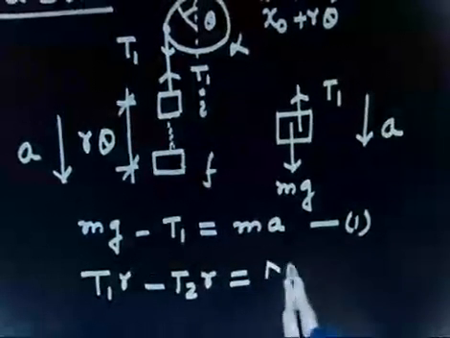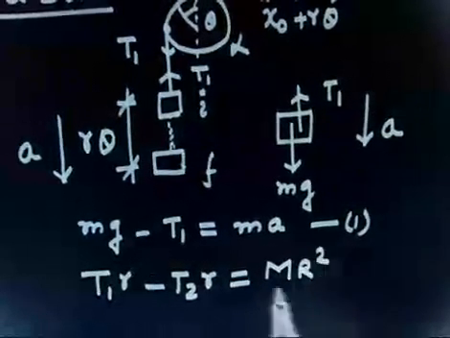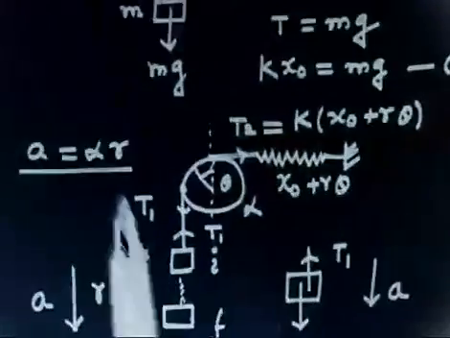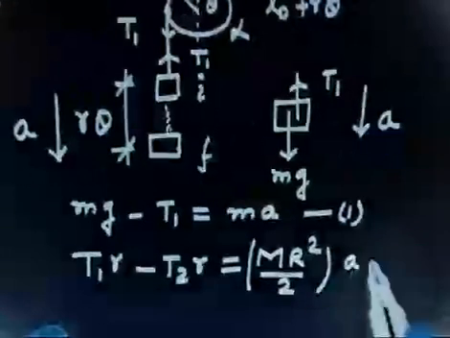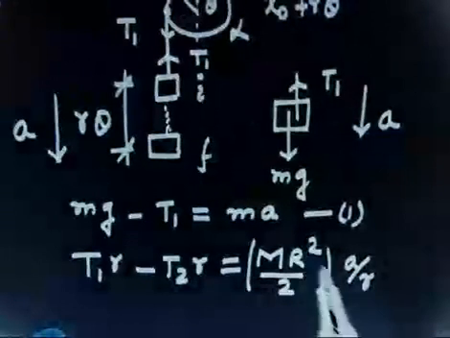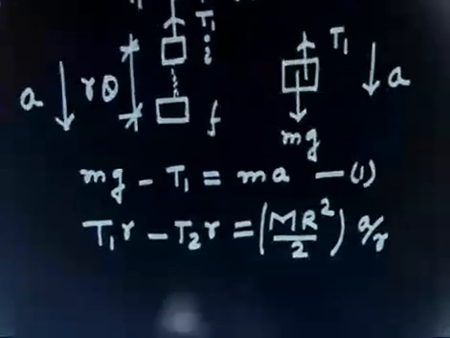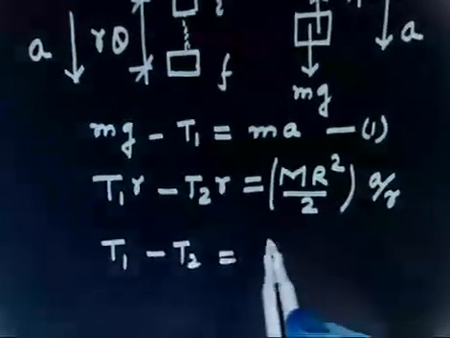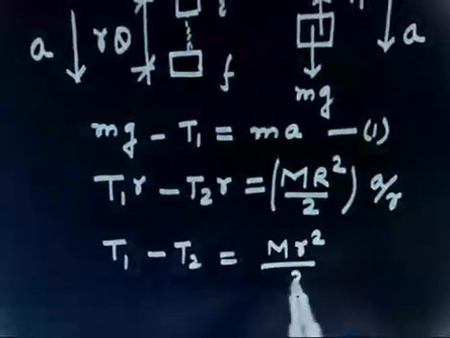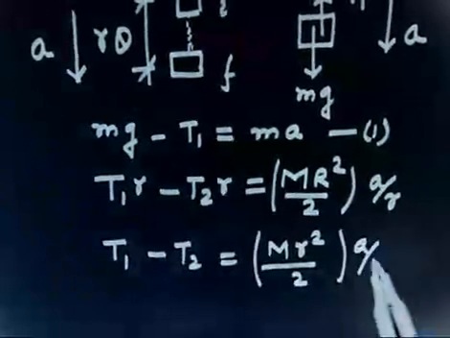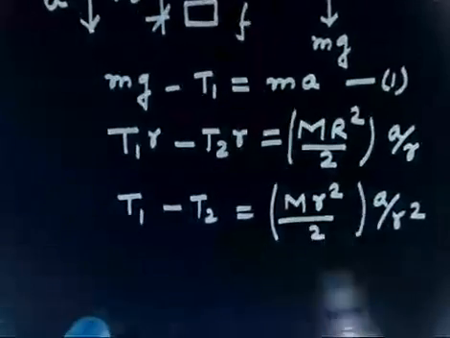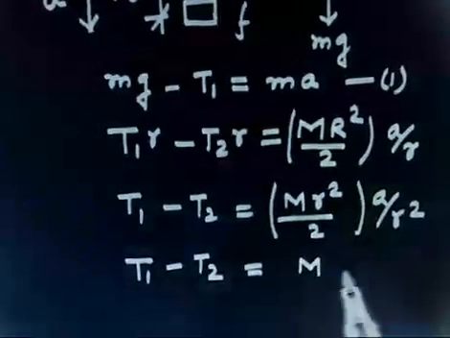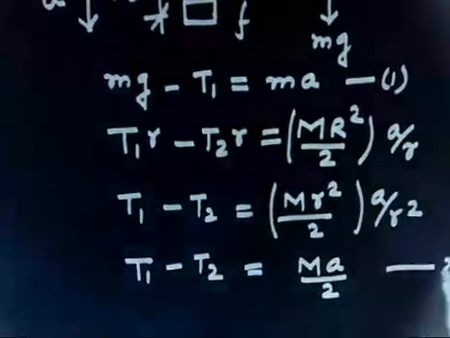Let us say this is a disc, mr square by 2, or a solid cylinder. So I into alpha, and alpha is nothing but a by r, so I can put a by r. Of course this r is a small r. In the next line, T1 minus T2 is equal to mr square by 2 into a by r square. The r square cancels, so we have T1 minus T2 is equal to ma by 2. This is my equation number 2.